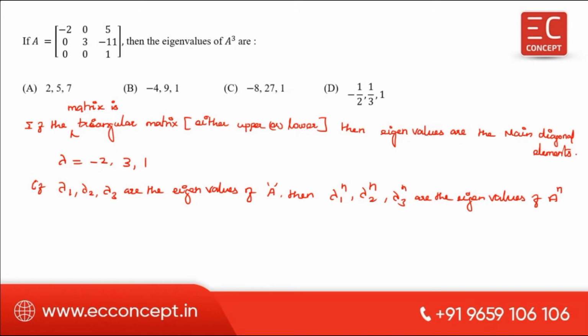So if lambda 1, lambda 2, lambda 3 are eigenvalues of A, then these powers are the eigenvalues of A power n. So I have to plug in the values. Therefore, the eigenvalues of A cube are (-2) cubed, 3 cubed, 1 cubed, which is equal to -8, 27, 1. This is not 8, it is minus 8. The answer for this question is C.